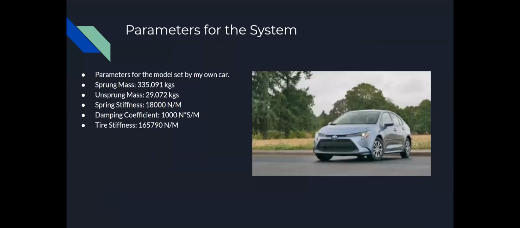For the parameters of the quarter car system, I chose to use my own car, which is a Toyota Corolla, and I wanted to see how it would react to a bumpy road with and without an active suspension system. So the mass of the car body is the mass of a Corolla car body, and the rest of the values were generic suspension values that I just looked up online.